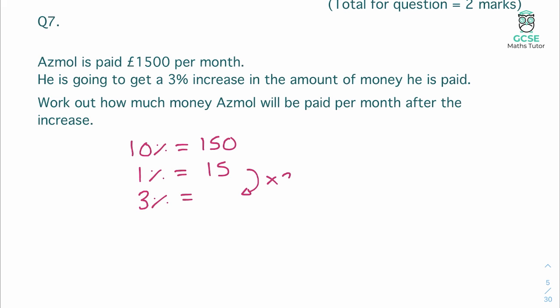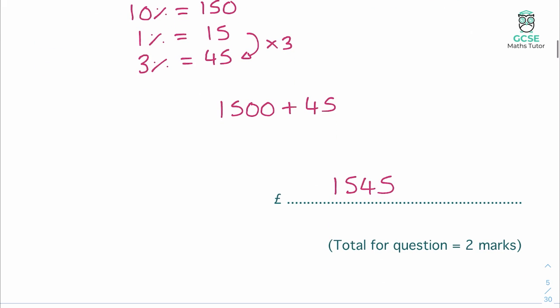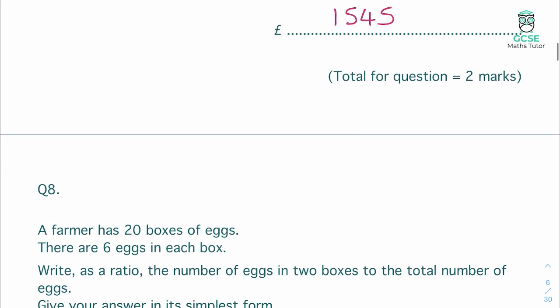So 15 multiplied by 3 is 45. So he's going to get a £45 increase. So how much money will he be paid after the increase? Well, he's already being paid 1,500. We're going to add 45 to that. So we get 1,545. And there would be my final answer. On to the next one.